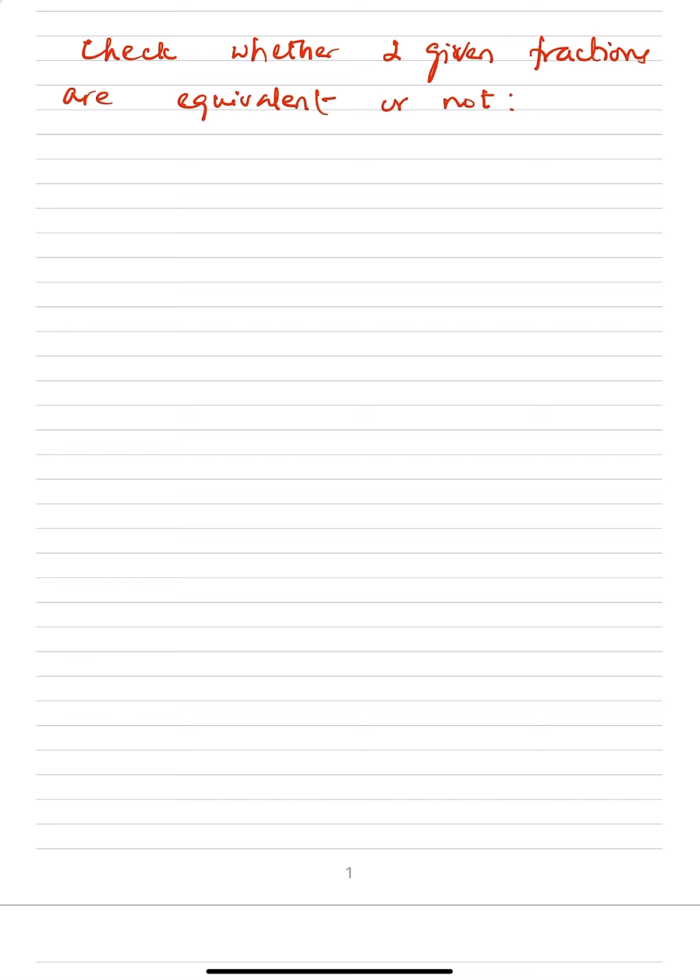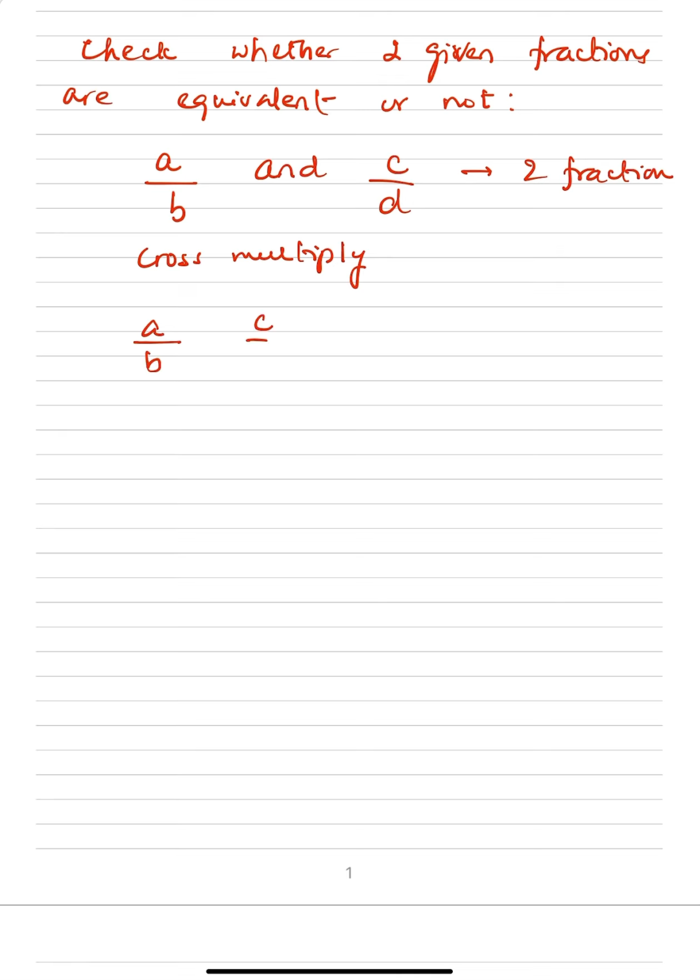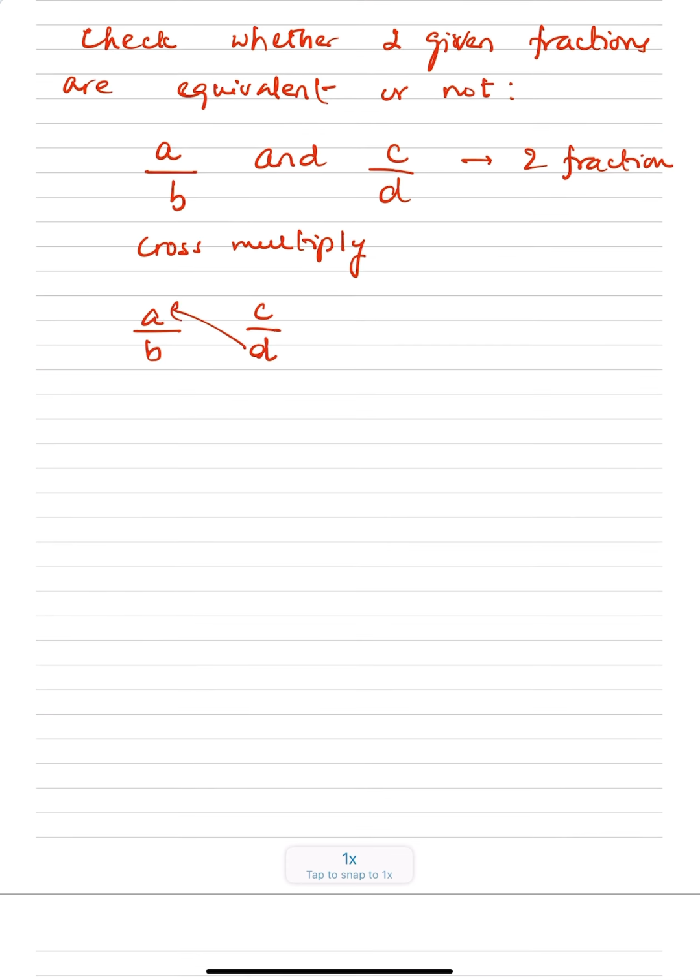The meaning of that is, suppose there are A upon B and C upon D, these are the two fractions given to us. Now we will cross multiply them. So D will go here and B will go here. So AD is equal to BC. Only then are they equivalent fractions, that is, AD is equal to BC.